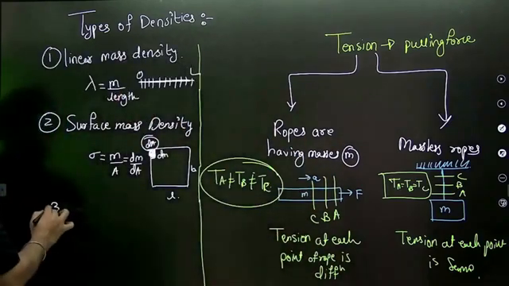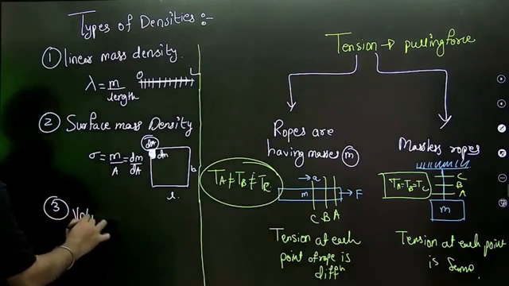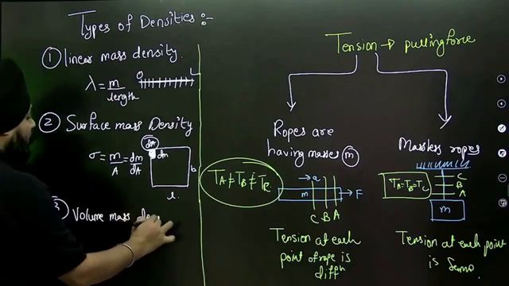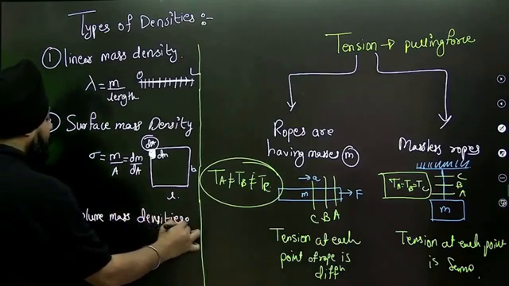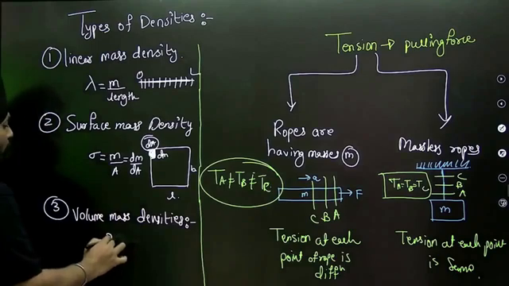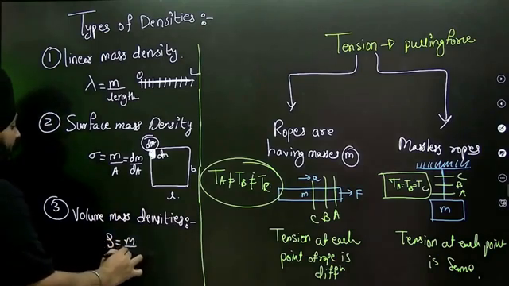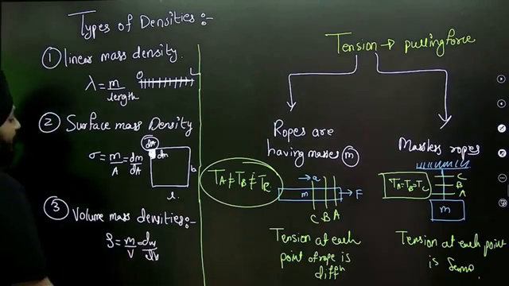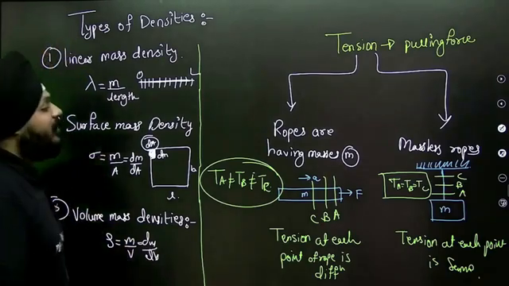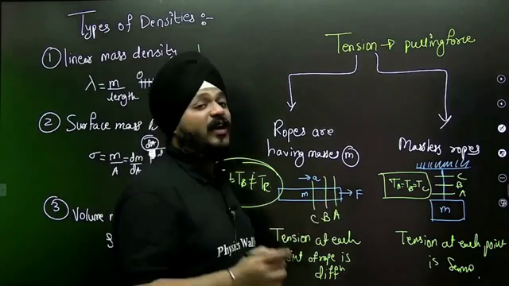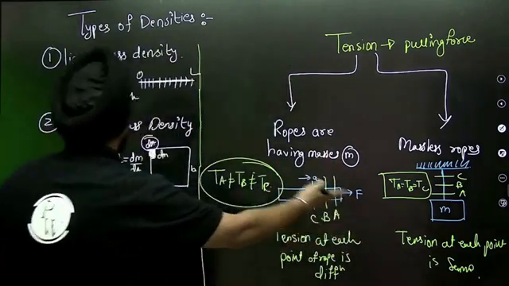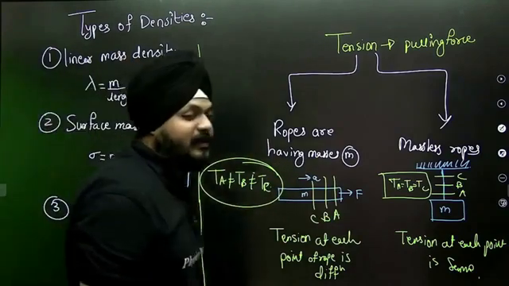Third, volume mass density. These things are going to be quite helpful in the 7th chapter. That is rho, equal to mass per unit volume, that is dm by dV. So these 3 types of densities are quite important to understand this first case of the tension. So these are the 2 most important cases of the tension, and these are the 3 types of densities.